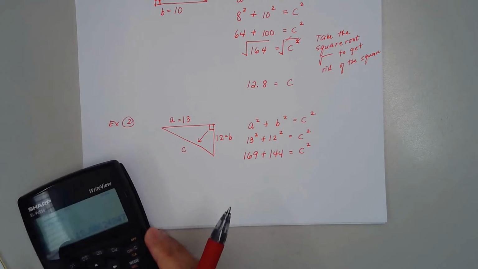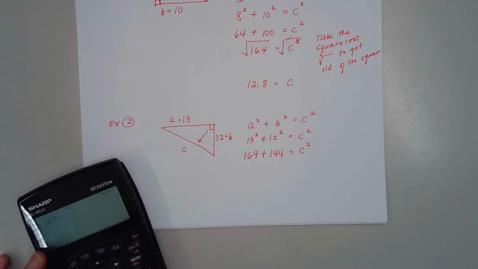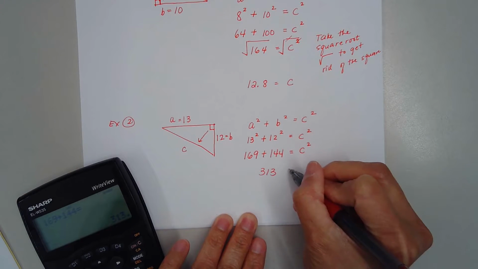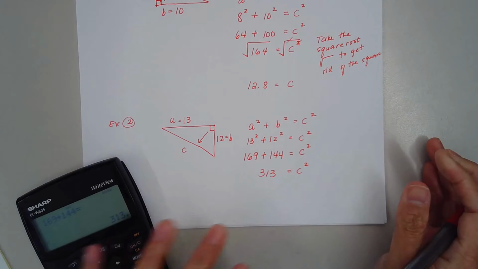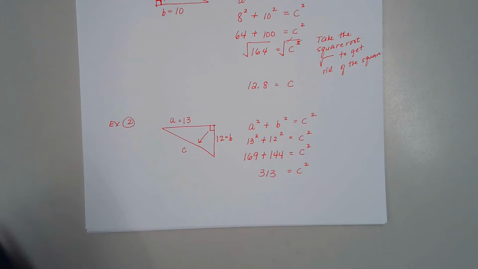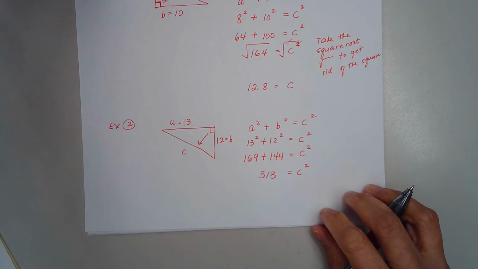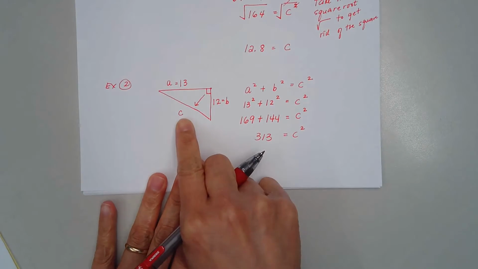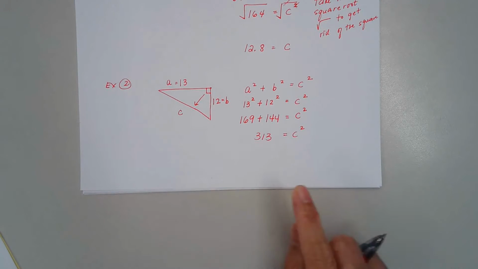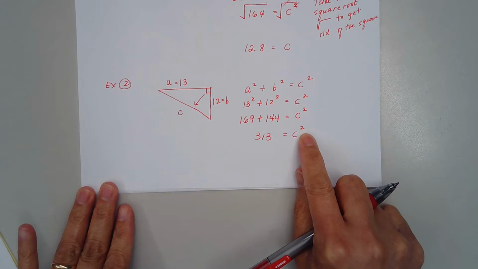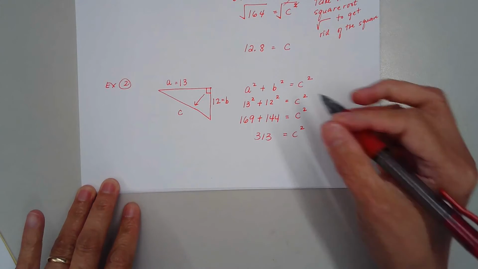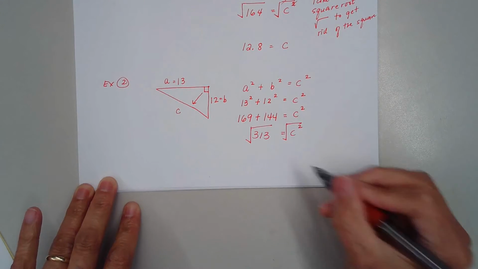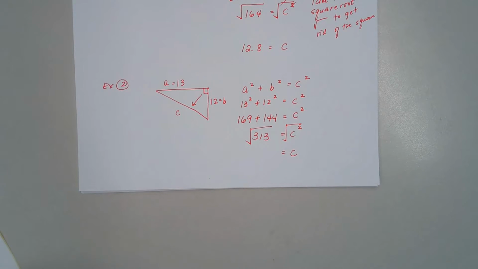Okay, I'll do the same thing. 169 plus 144. I got 313 equals C squared. Now, we don't want 313 equals C squared. We want just a C, right? This one is C, not C squared. So how can we get rid of the square? We're going to take the square root to get rid of the square.